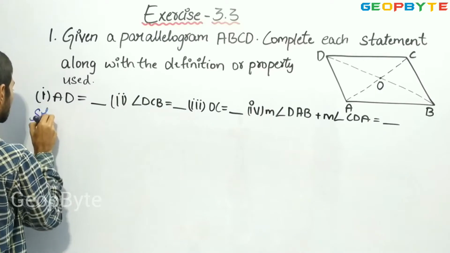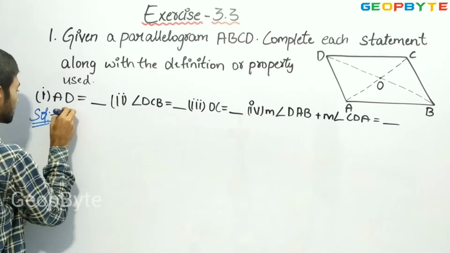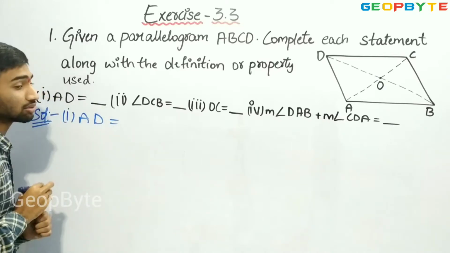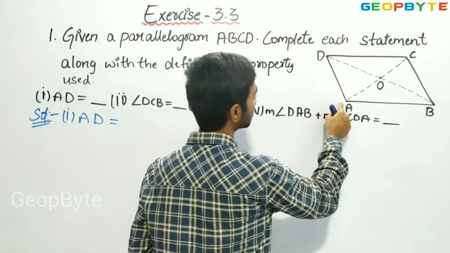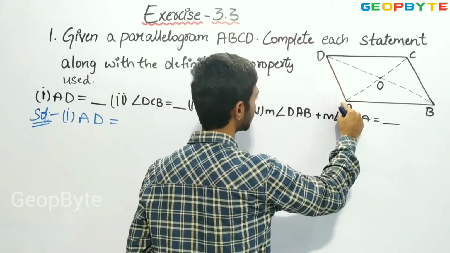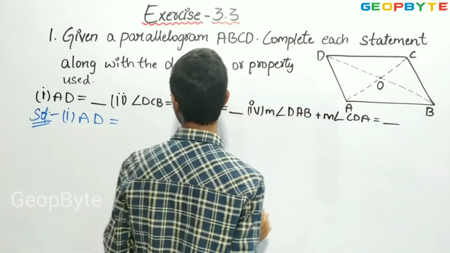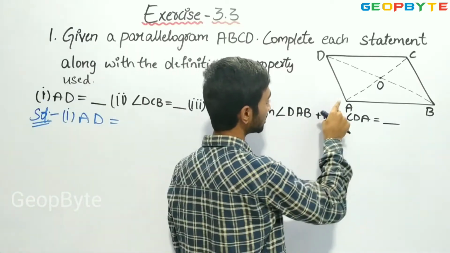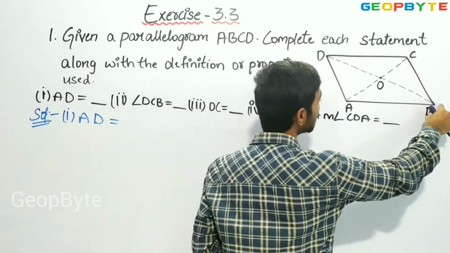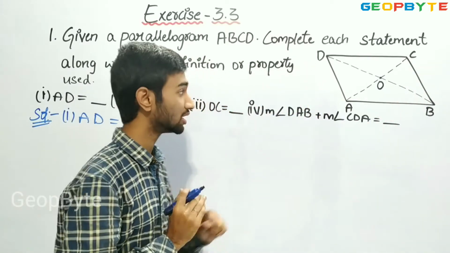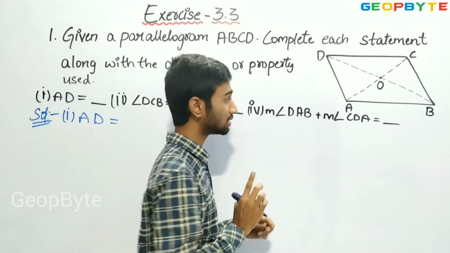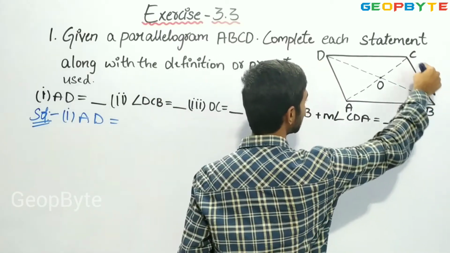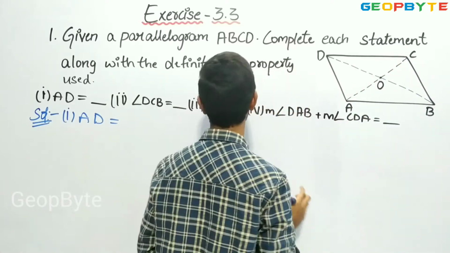So now let us see the first bit, that is AD equal to dash. So here AD is this. So this is the side of parallelogram AD. So AD is equal to what? We need to find. So here AD will be equal to BC because we know that in a parallelogram opposite sides are equal. So AD is the opposite side to BC. In a parallelogram opposite sides are equal.